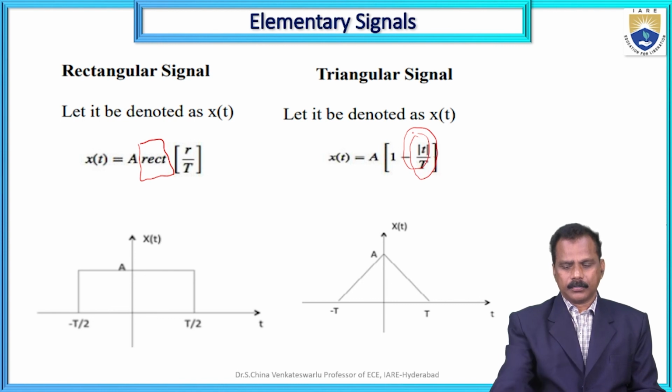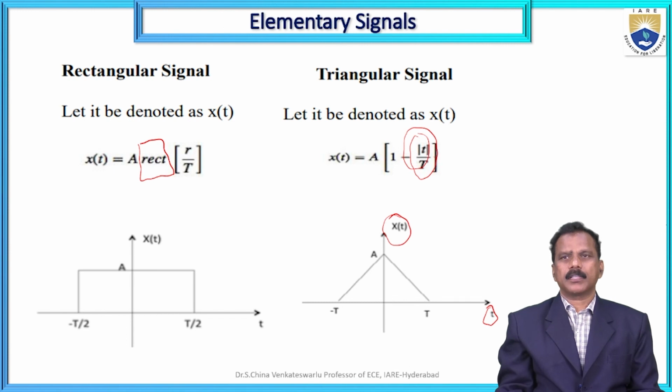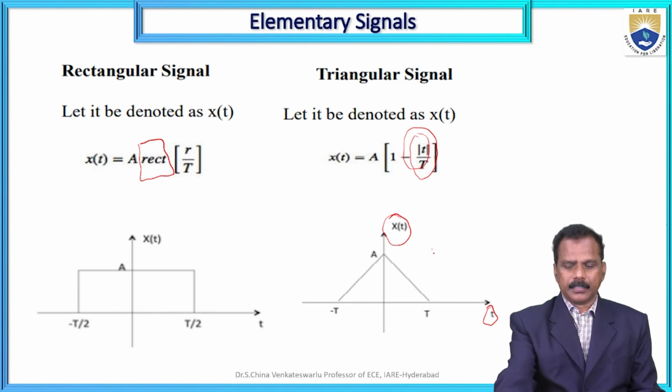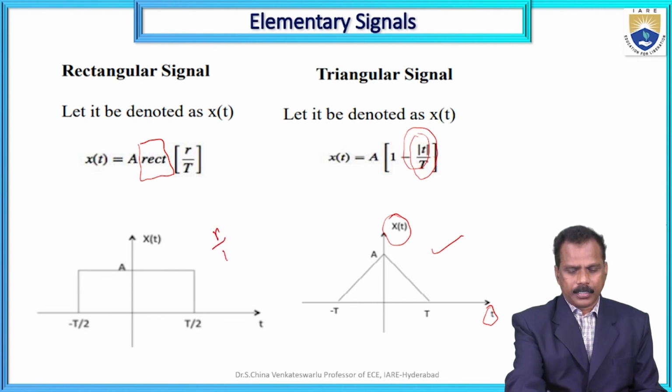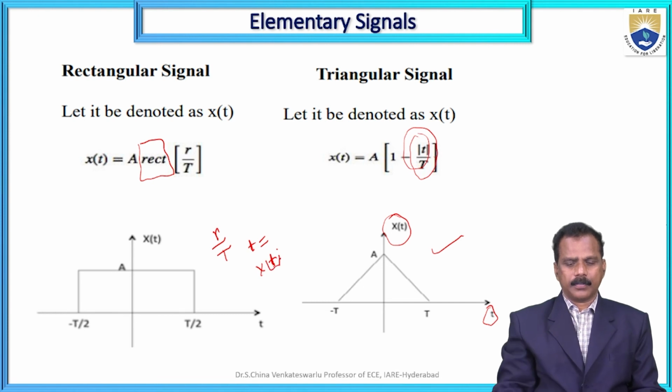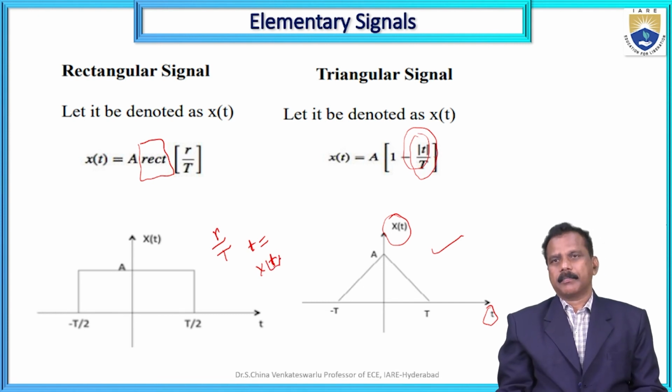Using this, small t versus x of t, we can decide the factor a within T. The value is 1 minus mod small t by capital T. So that's why the triangular signal will appear. Similarly here, x of t is a into rect of small t by capital T, so that based on the x of t value, the rectangular signal will appear.